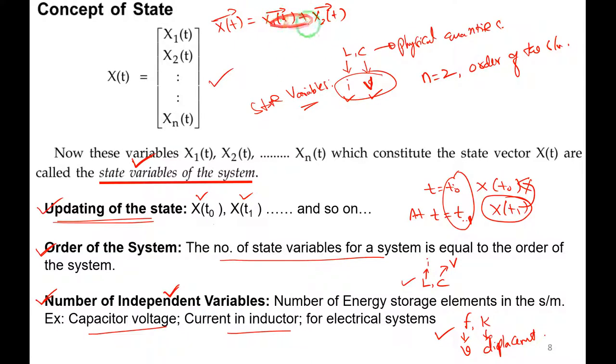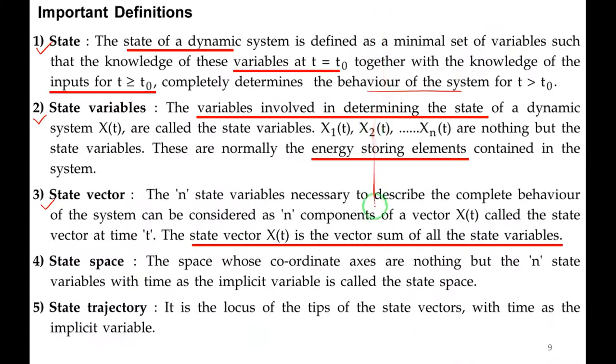The vector sum of all the state variables will give me the state vector, right? I hope you understood. If there are n, just go on adding. So the vector sum of all the state variables will contribute to the state vector x of t. And the orthodox definition is there, you can go through it: the n state variables necessary to describe the complete behavior of the system can be considered as n components of a vector x of t, called the state vector at time t.